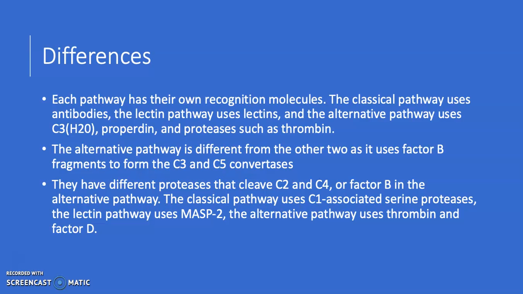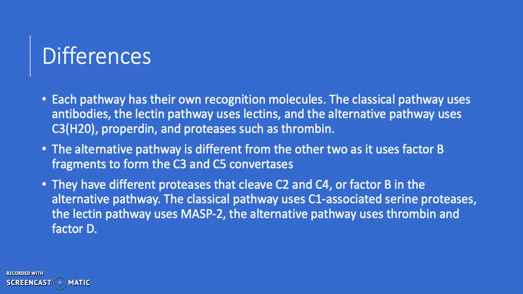So some differences. Each pathway has their own recognition molecules. The classical pathway uses antibodies, the lectin pathway uses lectins, like mannose-binding lectin, and the alternative pathway uses fluid phase C3, properdin, and proteases such as thrombin. The alternative pathway is different from the other two as it uses factor B fragments to form the C3 and C5 convertases instead of fragments of C2 and C4.